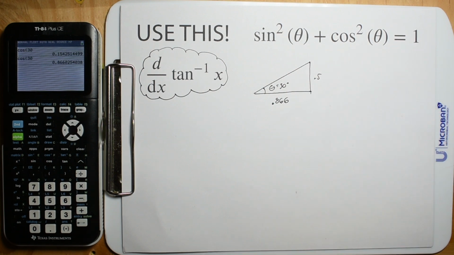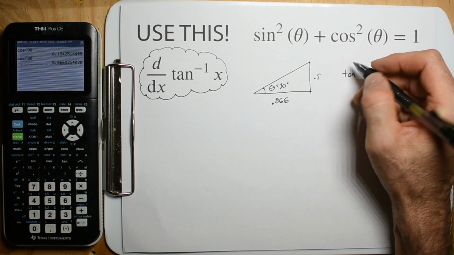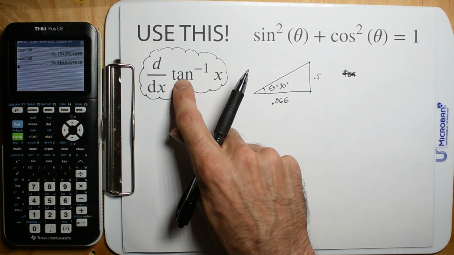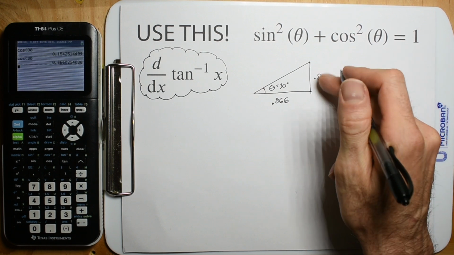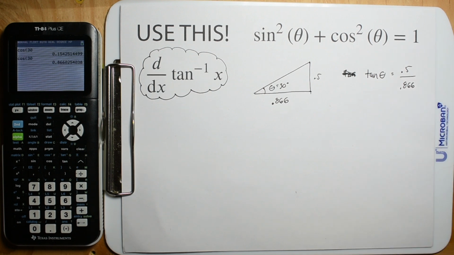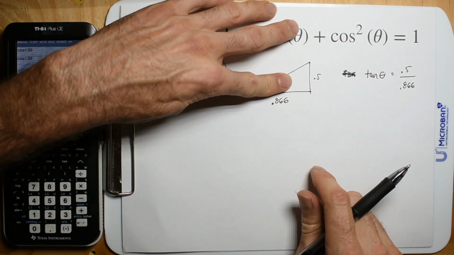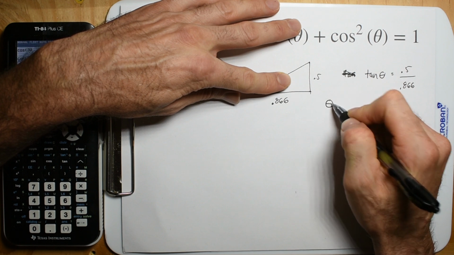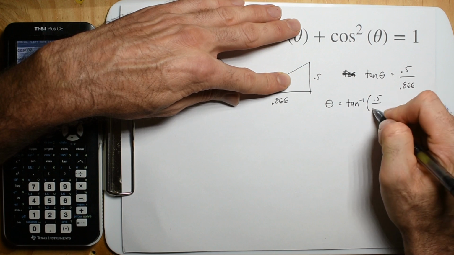And now we need to know. Let's just write tangent of the angle, and that's going to be opposite over adjacent, so 0.5 divided by 0.866. But let's say we didn't know the angle. How would we find the angle in our calculator? Well, we would say theta is equal to, and maybe I just know this and I'm not going through all the steps.